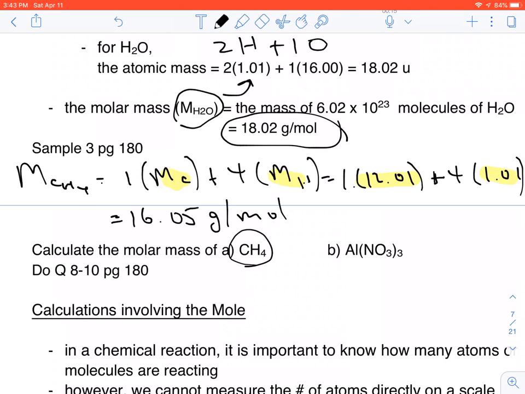Okay, what does that mean? It means 1 mole of methane has a mass of 16.05 grams. Sorry, not water, carbon tetrahydride.